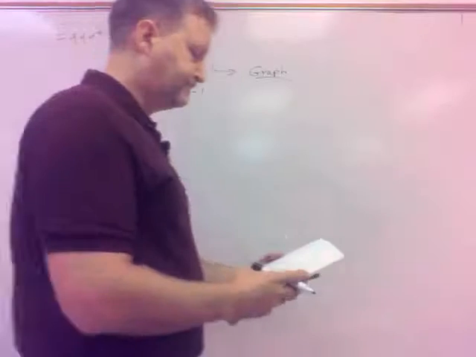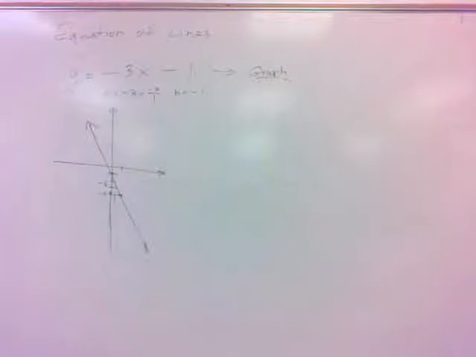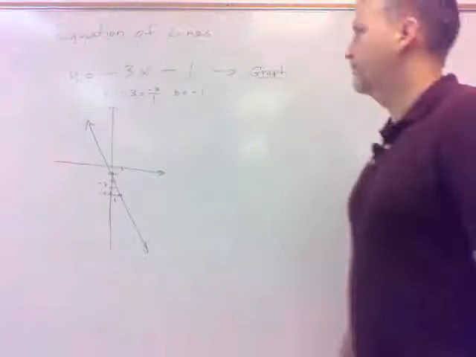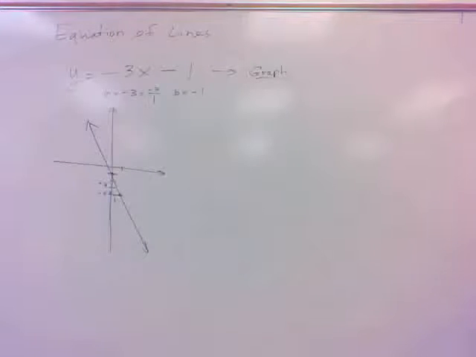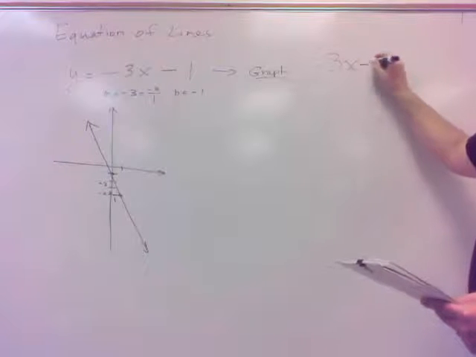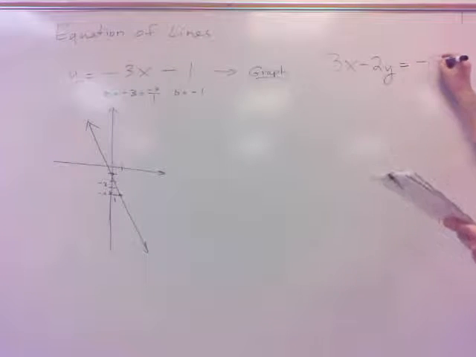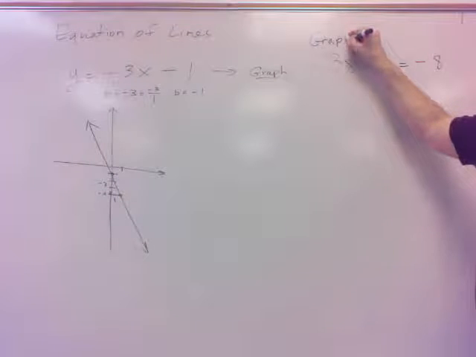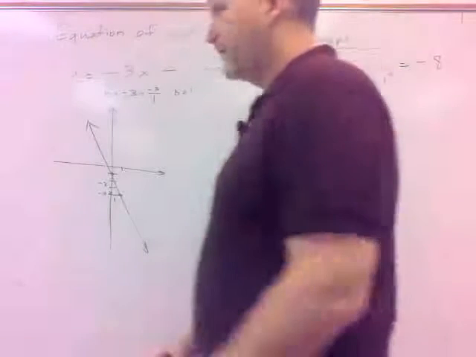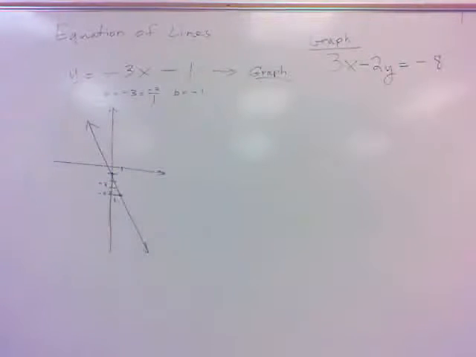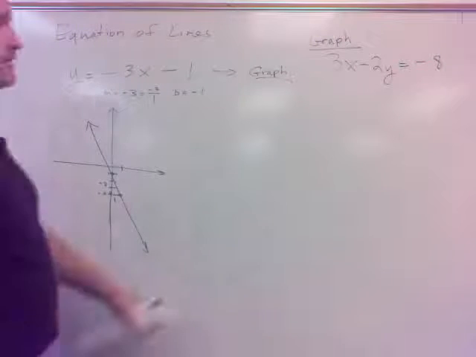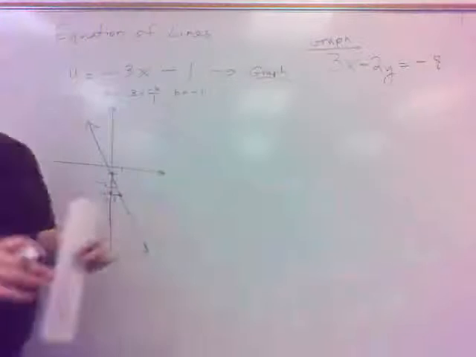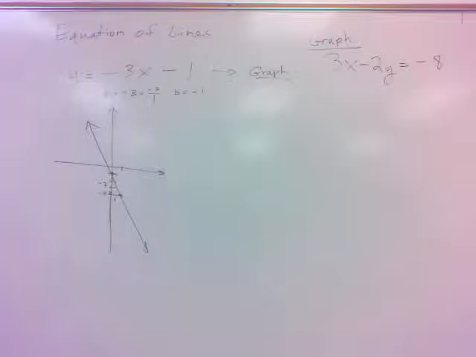All right. Now, what if I had another sort of format here? Let's say I had 3x minus 2y equals negative 8. And again, the goal here is a graph of this. Are we still talking about a line? Yes. Still talking about a line. Got x to the first power, y to the first power, so there's no different shape here. This is a line.